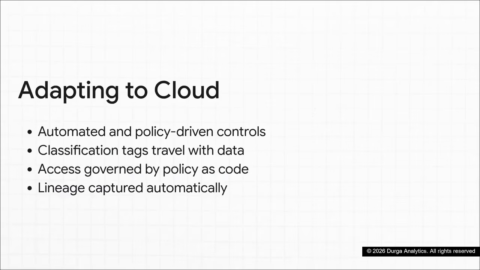So how do we build this into an automated strategy? Because in the cloud, manual checks are completely out. You literally can't keep up. The mechanisms have to become code. We shift from manual to automated policy-driven controls. Classification relies on resource tagging, so the ownership tags literally travel with the data. Access has to be governed by policy as code to handle the massive scale, and lineage must be captured automatically across all your services. The job is exactly the same, but your toolkit is entirely modernized.